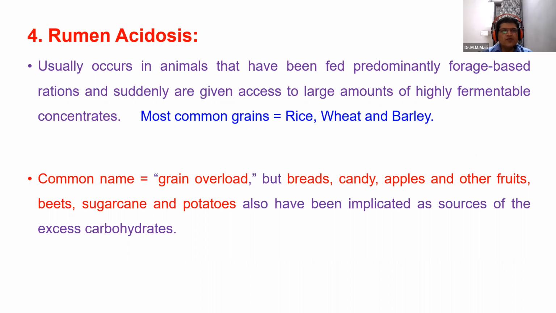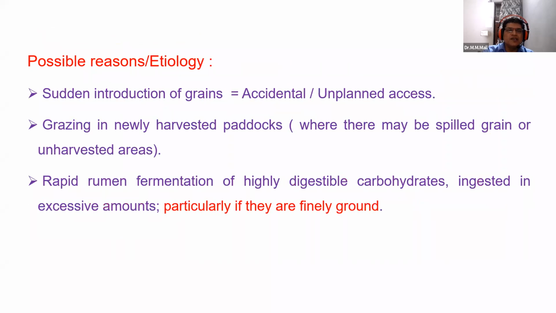The common name for this condition, ruminal acidosis, is grain overload, but breads, candy, apples, and other fruits, beets, sugarcane, and potatoes also have been implicated as sources of excessive, easily fermentable carbohydrates. So, grain overload is a very common name for this ruminal acidosis.